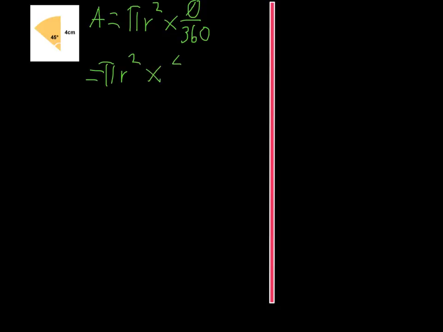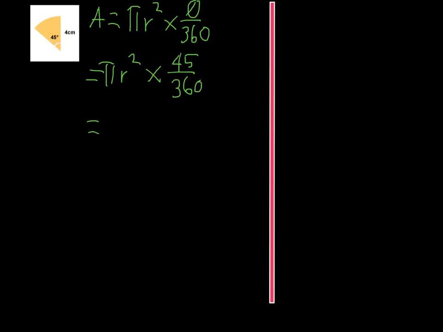Let's show one more example. Let's do the area first. Area is going to be equal to pi r squared, all times the angle out of 360 to find that fraction of the circle we want. In this case, the angle is 45, so it's going to be equal to pi r squared times 45 over 360.